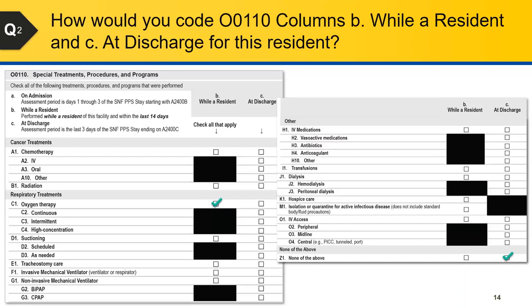Okay, so you can see here for column B, while a resident, only oxygen therapy is checked. And for C, at discharge, none of the above. Now let's look at the rationale.